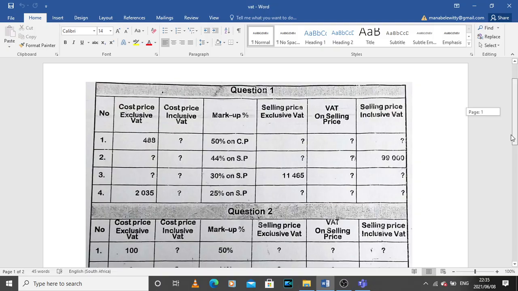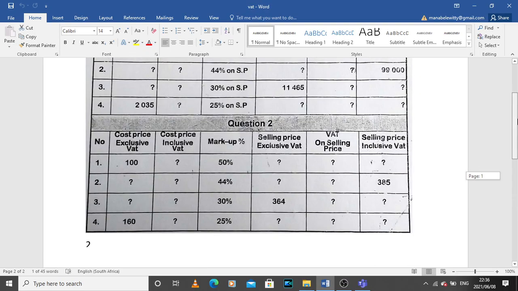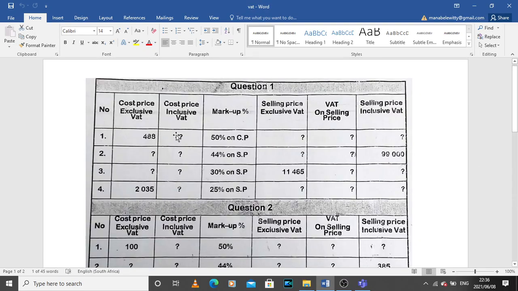Let's see the first step. We are given 488 rand. The VAT percentage is 15, so 15% of this amount is 73.2. Since it's 73.2, we must get the final answer. How do we get the final answer? We take back the 488, we add the 73.2, which is 561. This 561 is a cost price inclusive of VAT, because we have added the 73.2 to get 561.